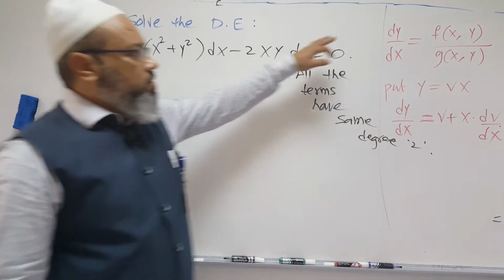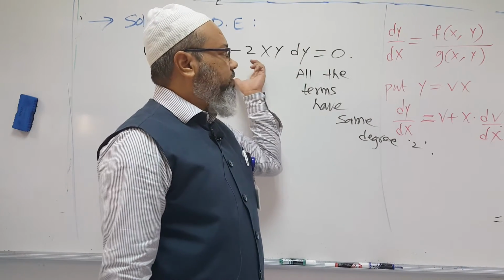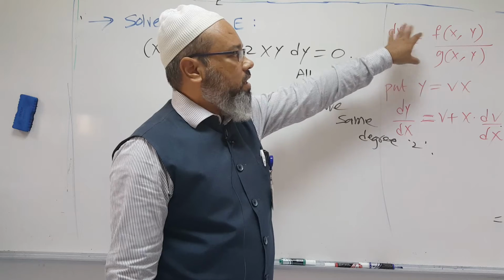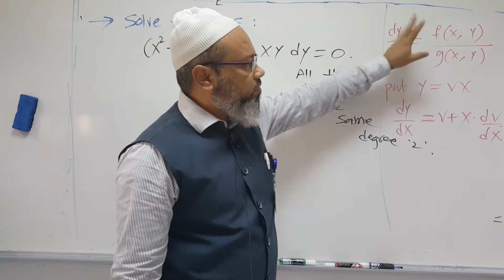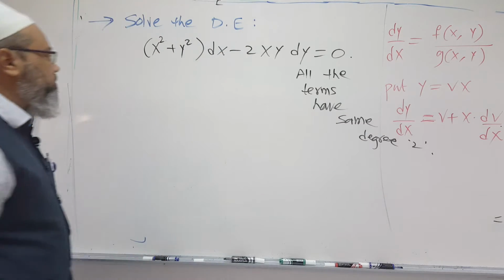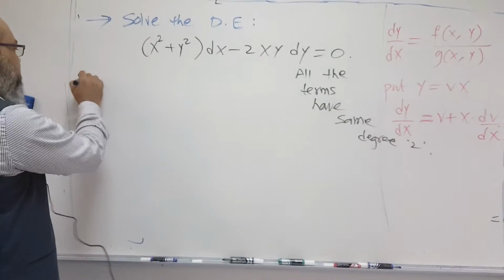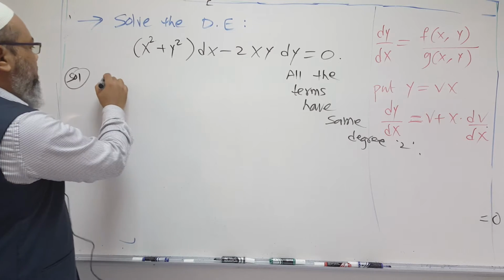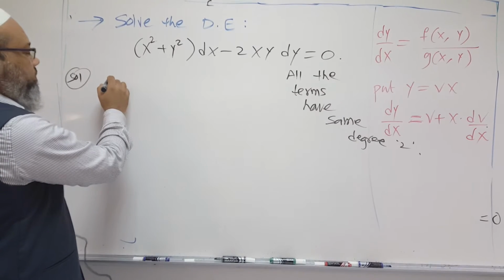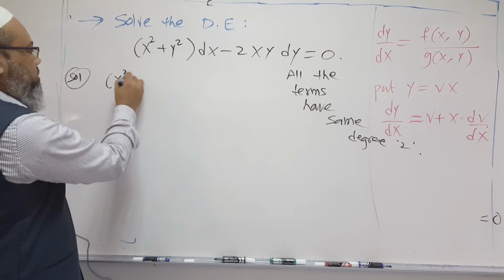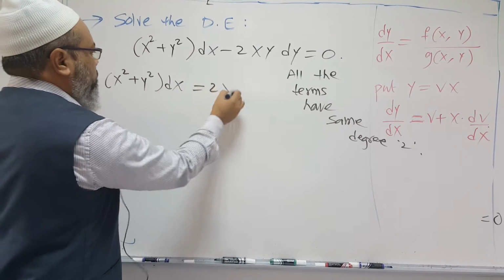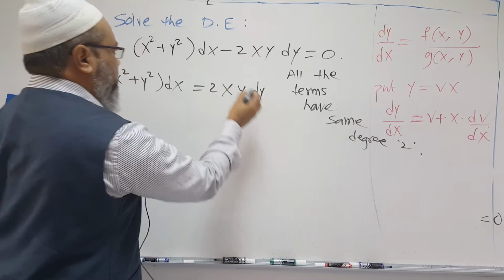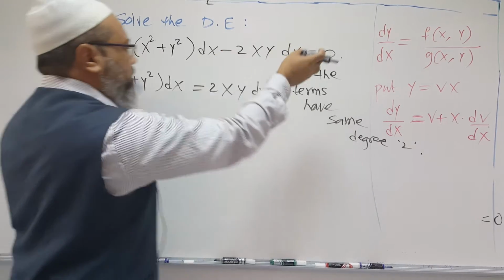So step 1 is to change this differential equation to the standard form, in which dy by dx only should be on the left side, equal to all other terms. So first step, let us write like this: (x square plus y square) dx equals 2xy dy. So this minus 2xy I send to the other side.